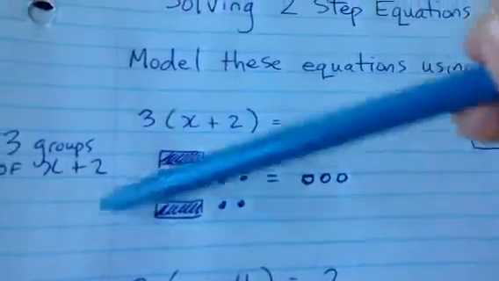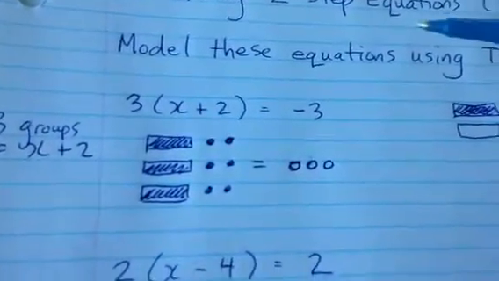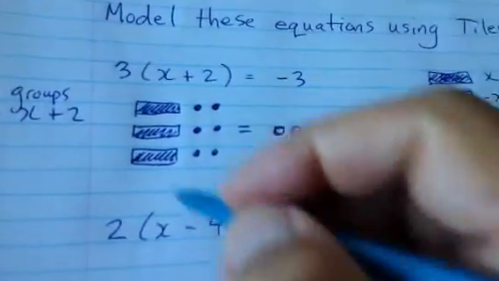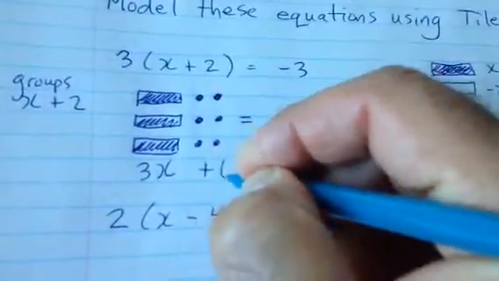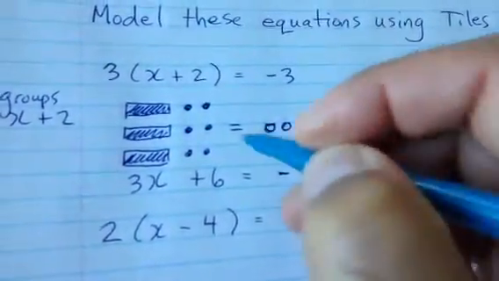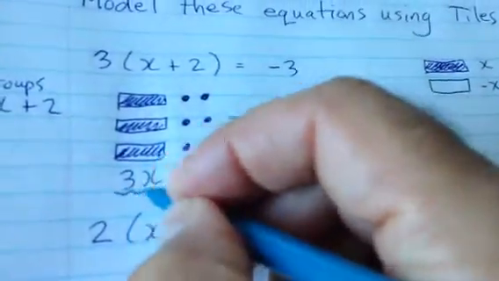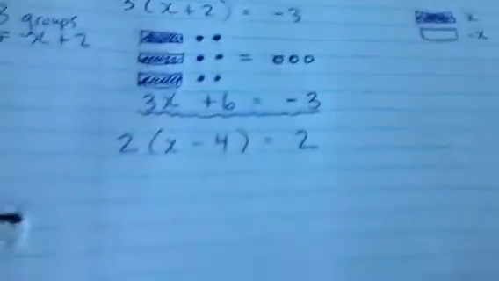Now, if we put it all together, these 3 groups of x plus 2, we can actually simplify it into 3x. All of this is positive 6 is equal to, can't really simplify that, that doesn't change, right? So there's what we've got, a brand new equation, okay? Let's model the next one.